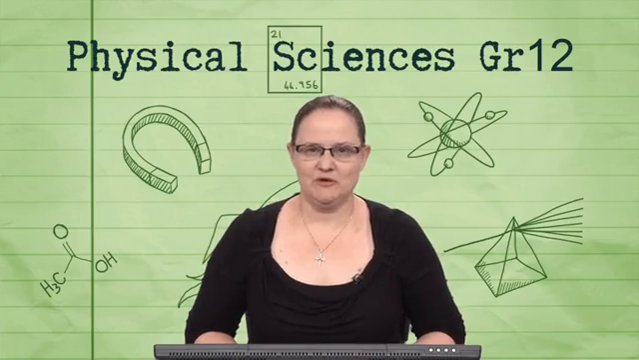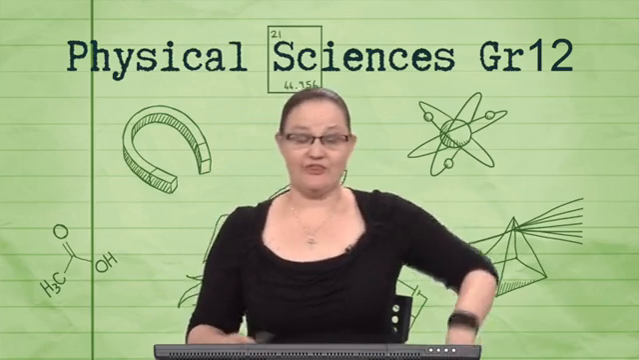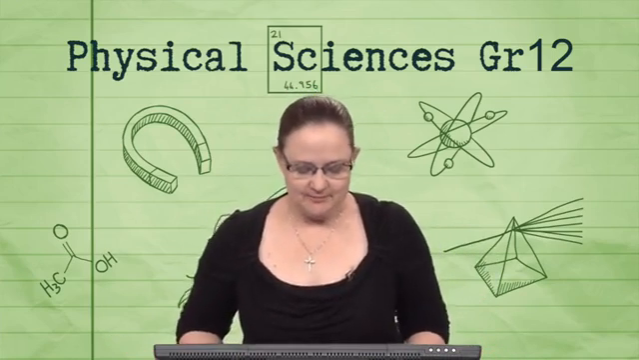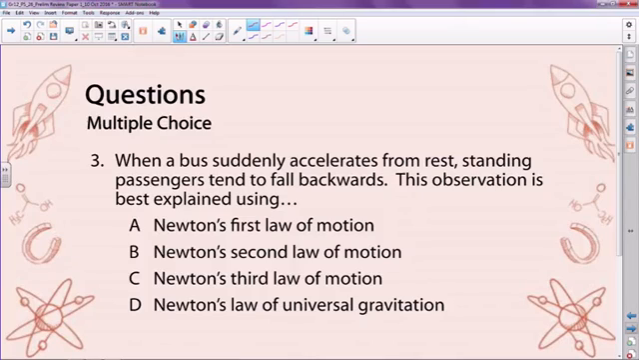I'm pretty sure grade 12s, most of you have been sitting there for the last 45 seconds going, really? This one's not hard. This is a nice question. It says to us, when a bus suddenly accelerates from rest, standing passengers tend to fall backwards. This observation is best explained using... Without even looking at the options, you should know that we fall backwards because of inertia. And what law is explained using inertia? Newton's first law of motion. So it has to be A.